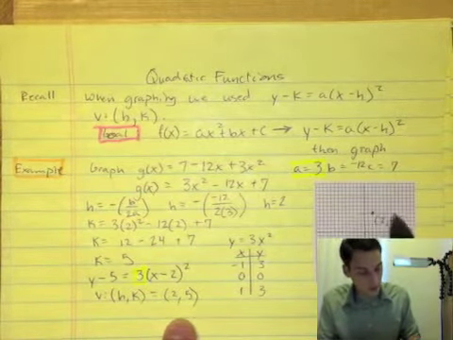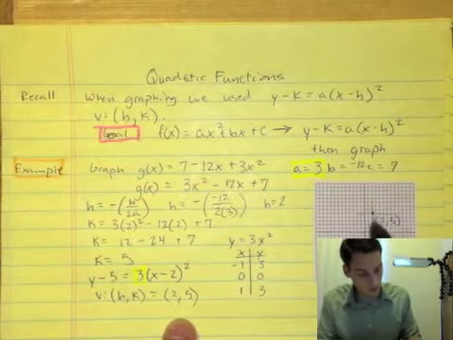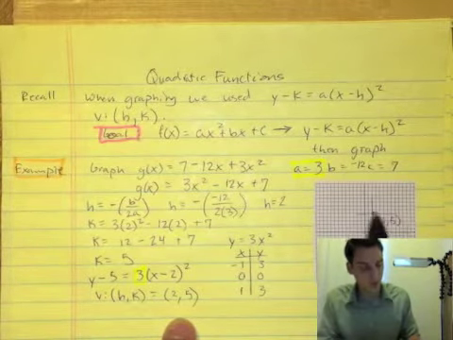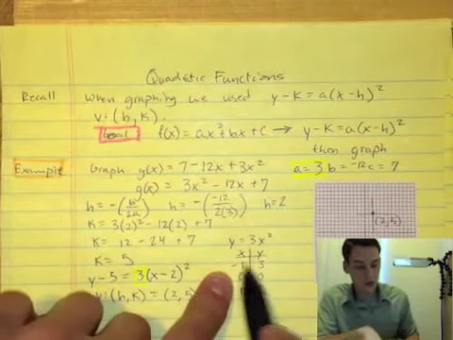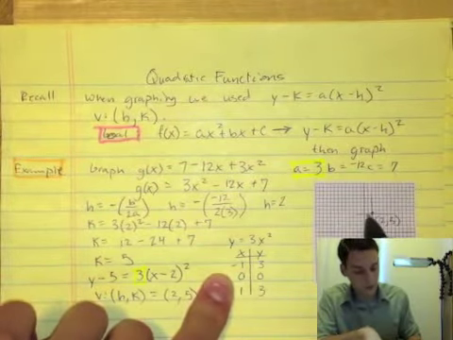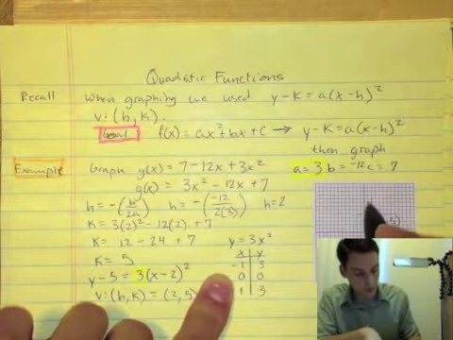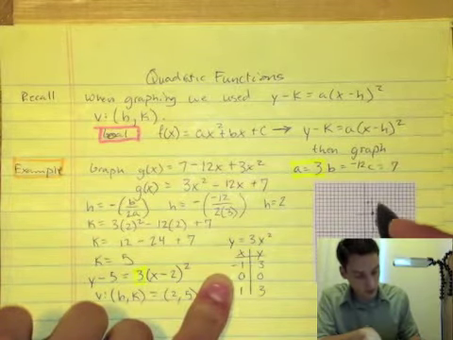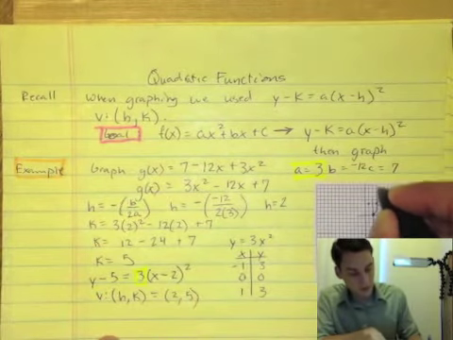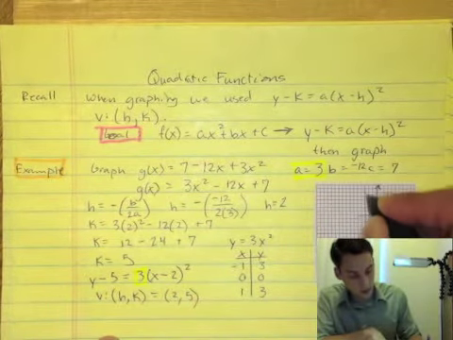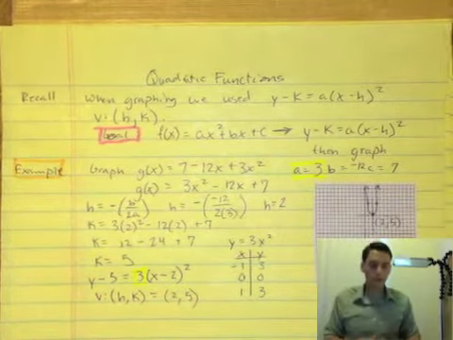Create my new coordinate system with the origin being my vertex, and then plot these points. Over 1 and up 3. 1, 2, 3. And it'll look the same on the other side because of the axis of symmetry. And I just produce a graph. Okay?